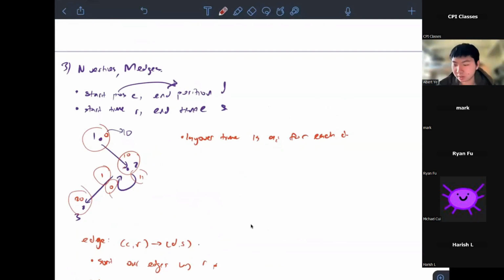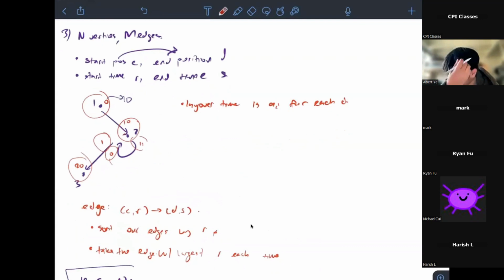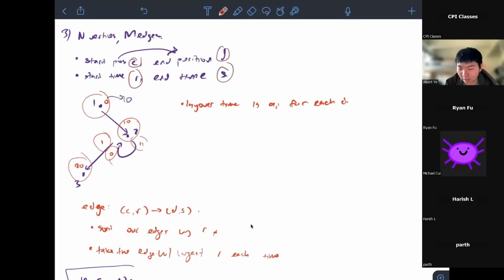So let's look at problem 3. This one was the graph one, like the Moo Route one, which is sort of like BFS, except there's time travel, and we all love time travel. So we've got M vertices, M edges. We start at a position C and end at a position D, and then we start at a time R and end at a time S. So we are basically DFSing, but the graph is really complicated, and the edges mean different things, and the nodes mean different things at different times.